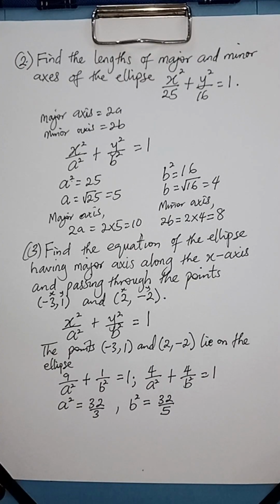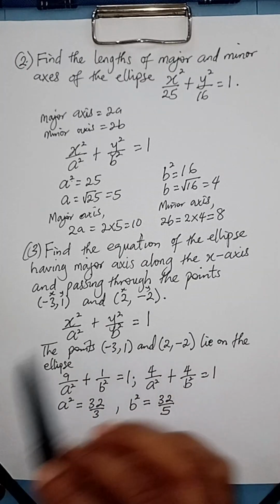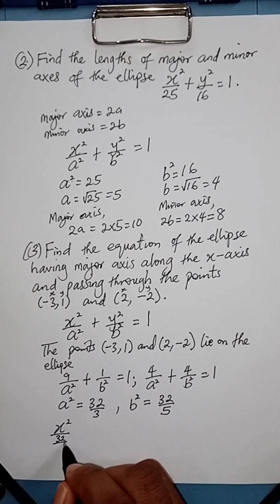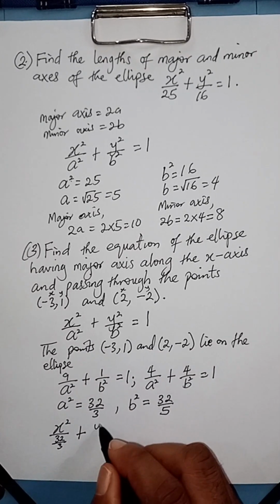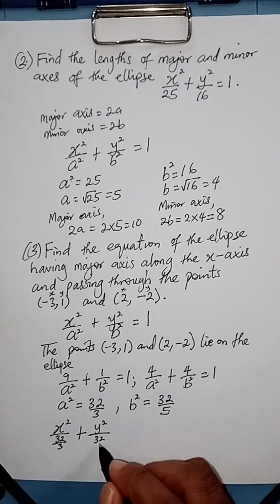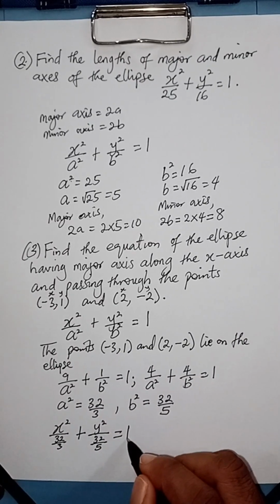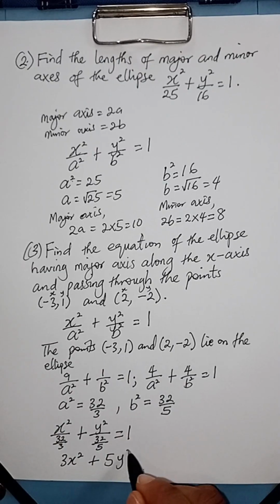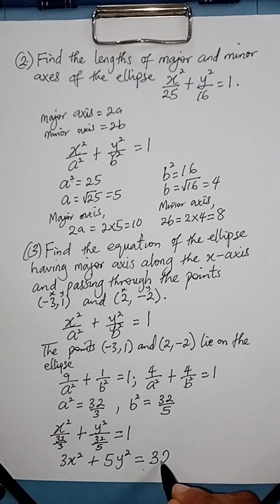If you put these values into the equation of an ellipse, you're going to have x squared divided by 32/3 plus y squared divided by 32/5 equal to 1. But you can simplify this equation further. If you do that, you're going to have 3x squared plus 5y squared equal to 32. So that's the solution to the question.